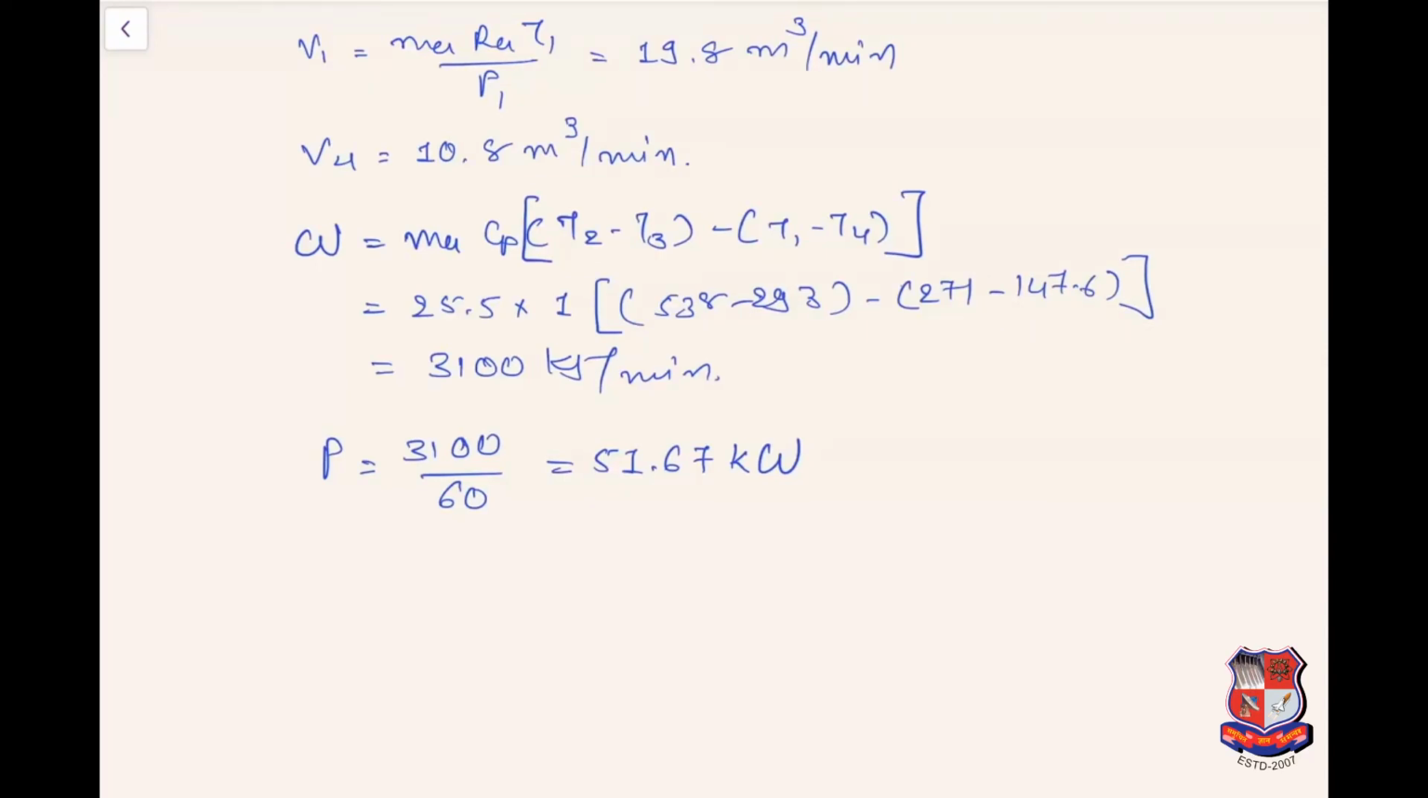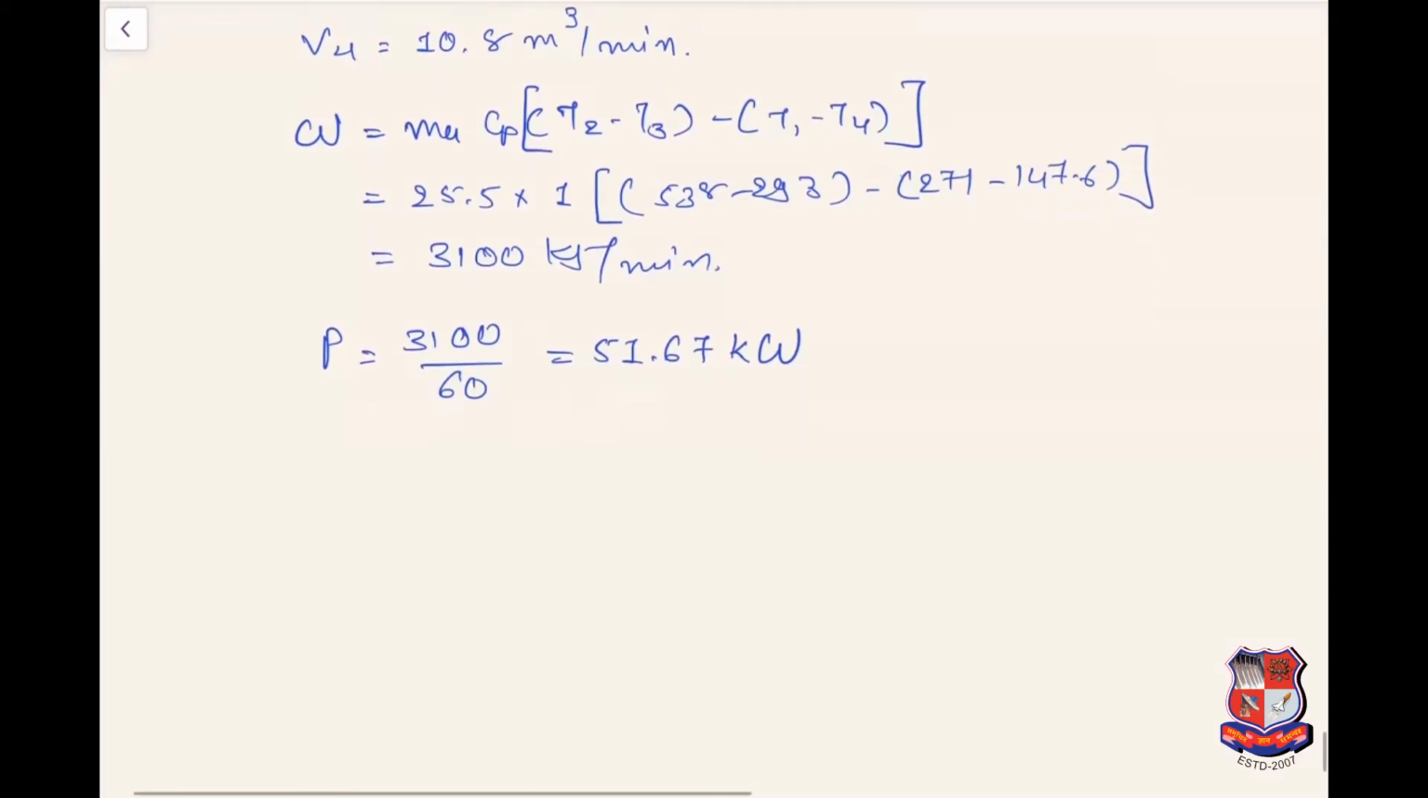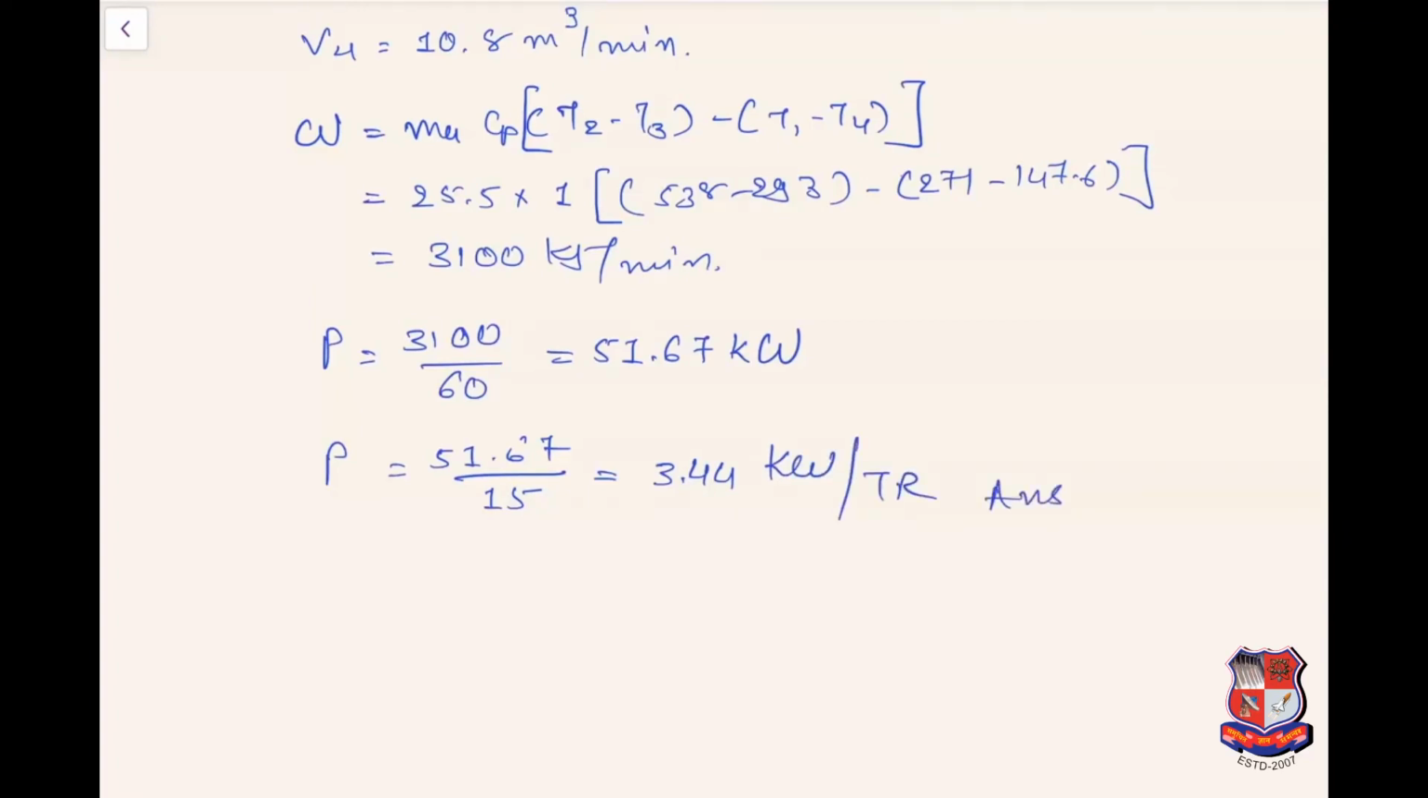for the refrigeration machine, and the theoretical power per ton of refrigeration is 3.44 kilowatt per TR. So this is our final answer. In these ways we can find the COP and power for the Bell-Coleman cycle.